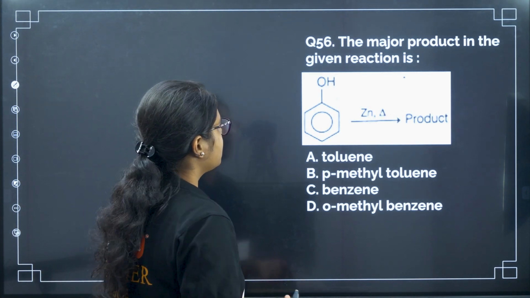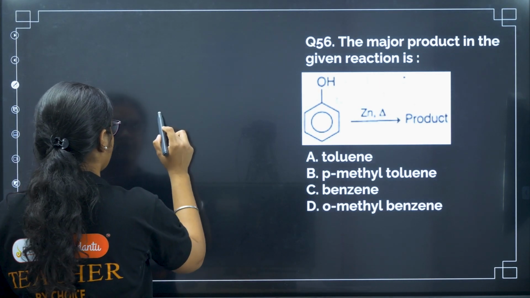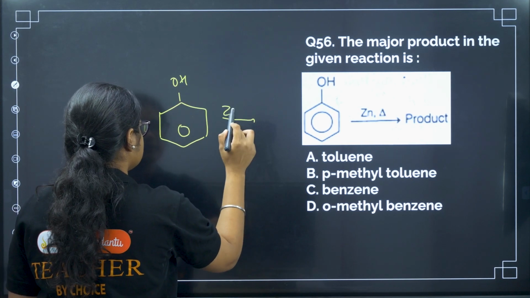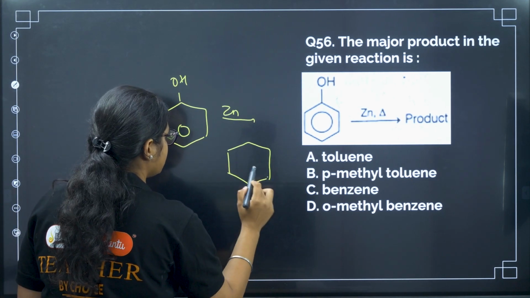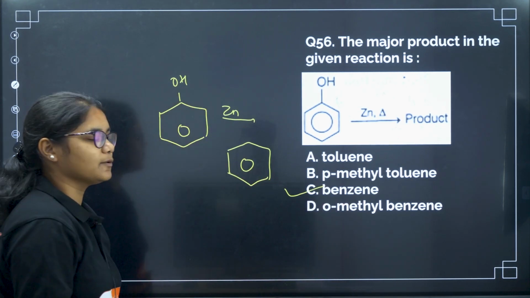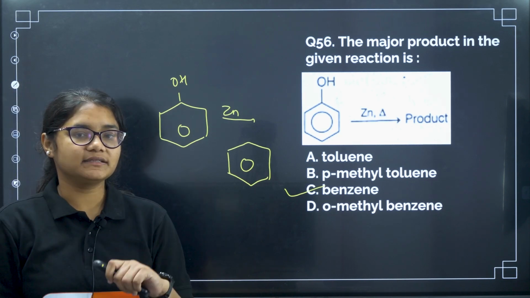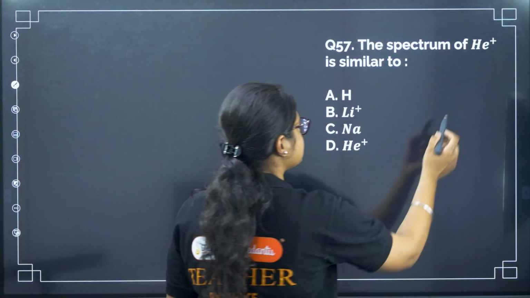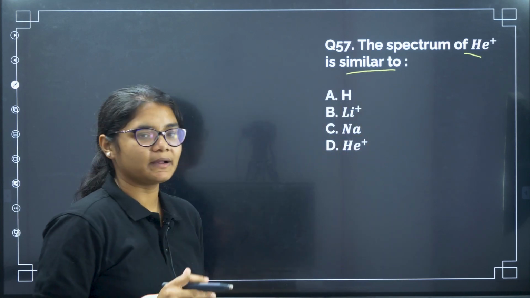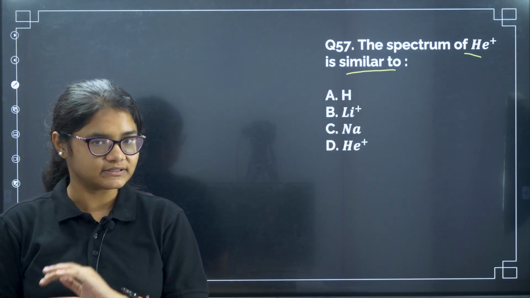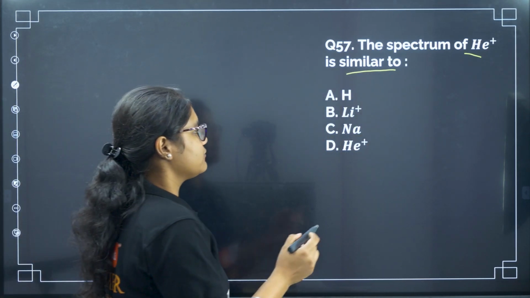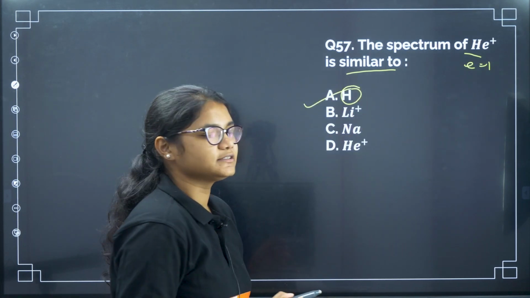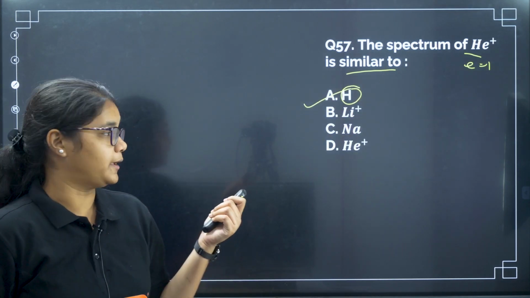Next, the product formed in the given reaction. So if we have OH and when you treat it with zinc dust, we get benzene. Okay. So the correct answer for this question is option number C. This is one of the methods of preparation of benzene also. Next, the spectrum of He plus is similar to. So the spectrum will be the same if the number of electrons is the same. So He plus has number of electrons 1 and hydrogen also has 1 electron. So the correct answer for this question is option number A.